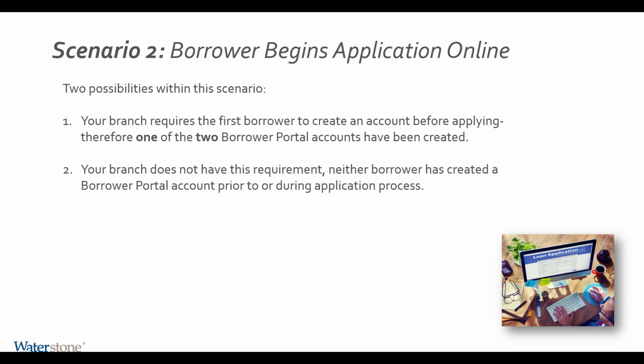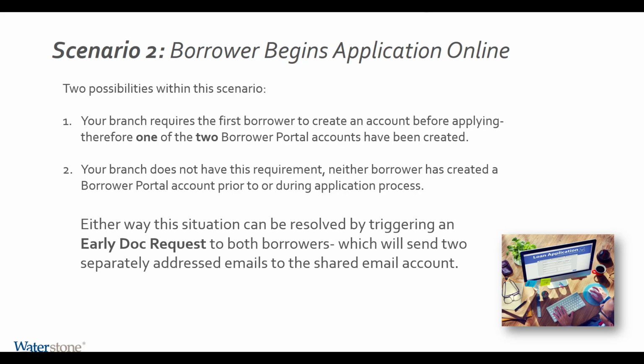The first possibility is that your branch requires the borrower to create an account. So the first borrower would have to create a borrower portal account before they can submit an application. Therefore, one of the two borrowers already has their borrower portal account. The other possibility is that your branch does not have this requirement, therefore neither borrower has created a borrower portal account prior to or during the application process.